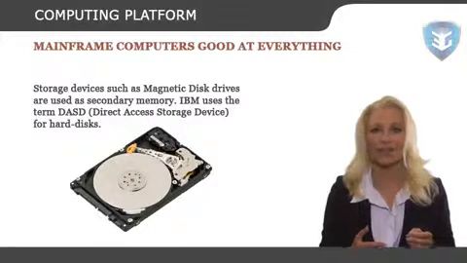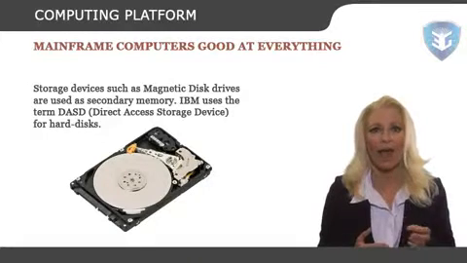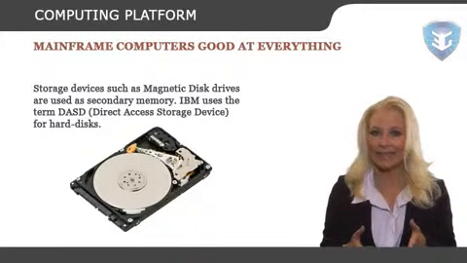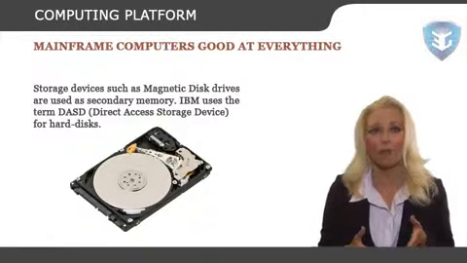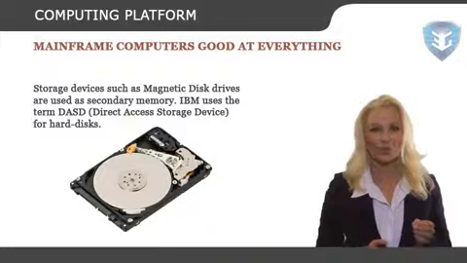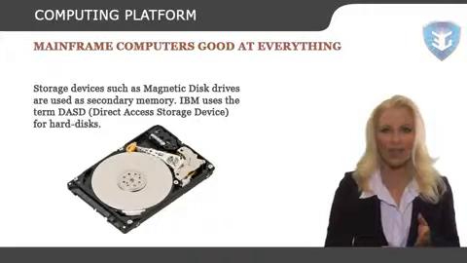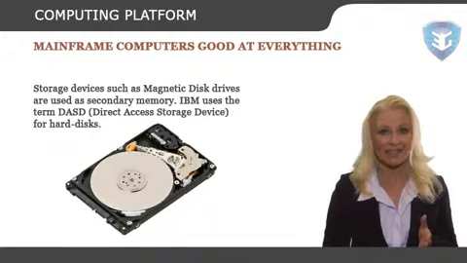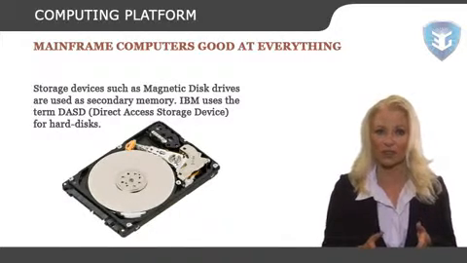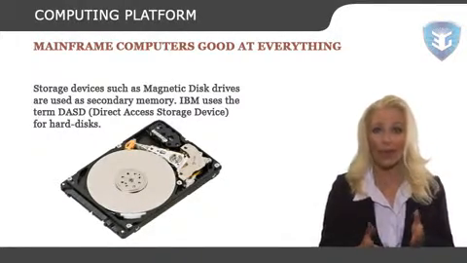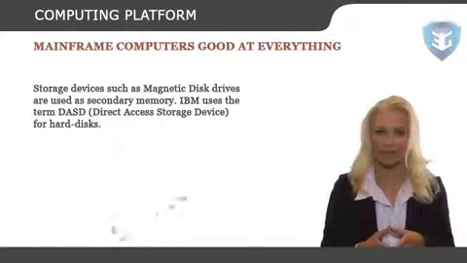Storage devices such as magnetic disk drives are used as secondary memory. IBM uses the term DASD, Direct Access Storage Device, pronounced "dazdee", for hard disks. Disk drives support random access to data. IBM 3380 and 3390 DASD models are widely in use. Tape drives are also used for storage. A tape drive allows sequential access of data. Very large files can be stored on tape drives.